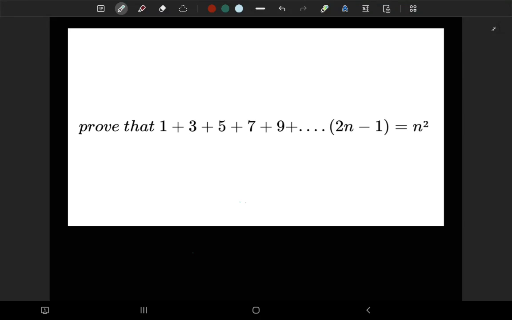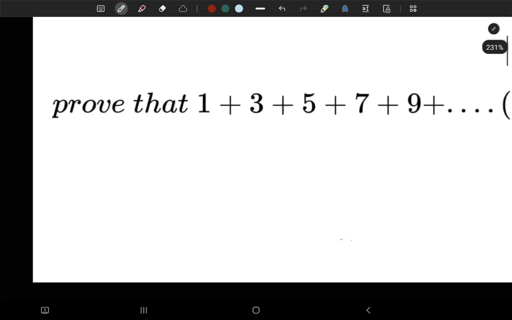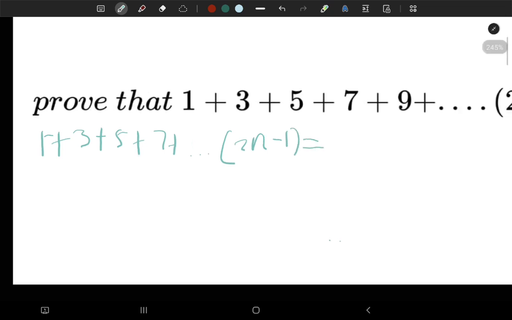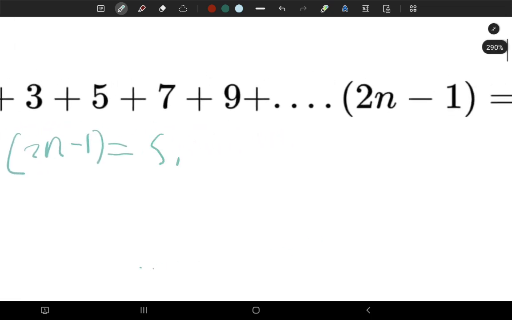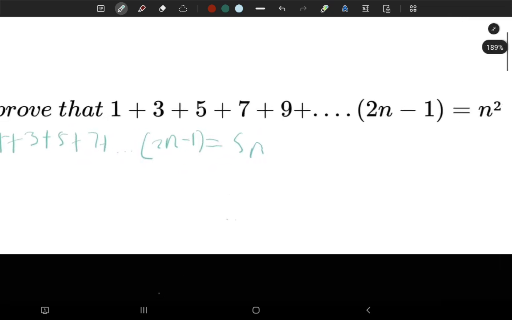To prove this equation, we must first assign notation. Let's say that 1 plus 3 plus 5 plus 7 and so on to the 2n minus 1 term is equal to S of n, which means the series of n.